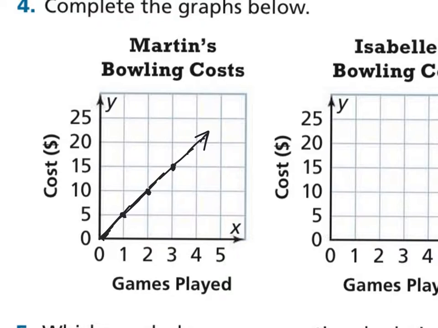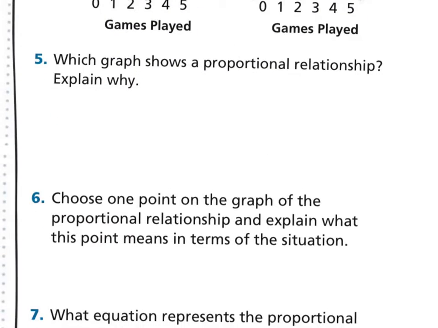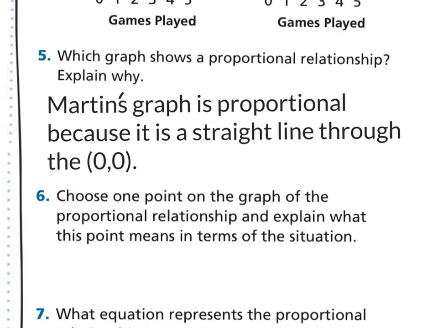Now obviously some of the points on the line that are in between the points we drew don't really make sense, because they're probably not going to let you play 1.5 games or something. But anyway, this is enough for us to see Martin's straight line through 0, 0 is proportional, which actually goes along with question number 5. So question 5, which graph shows a proportional relationship? That would be our answer for number 5.